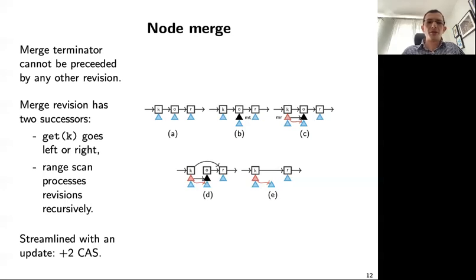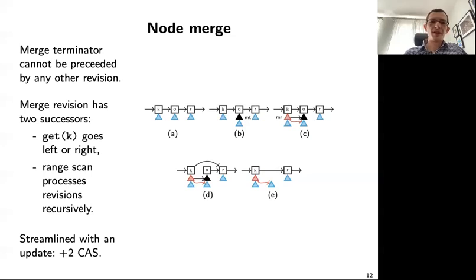Let me quickly get back to the merge revision, which, as I said, has 2 successors. When a get operation iterates over the revisions in the list at some node and encounters a merge revision, we use the key we are looking for to decide whether to go to the left successor or to the right successor. A range scan processes the left and right successors recursively.